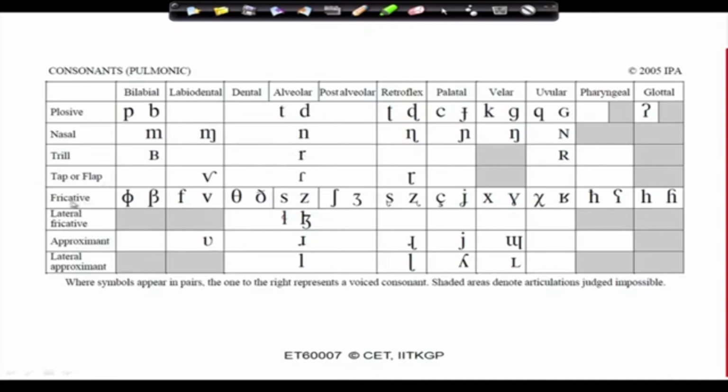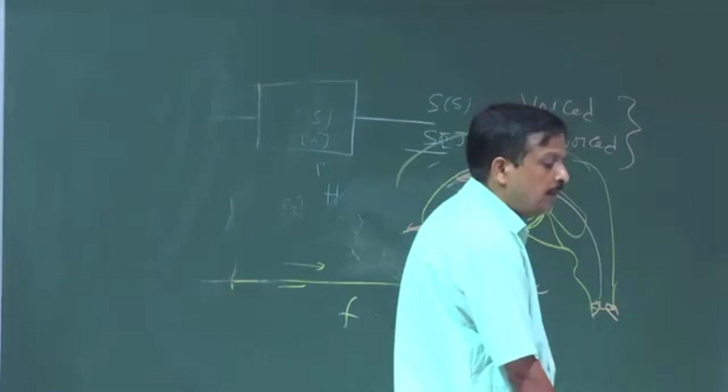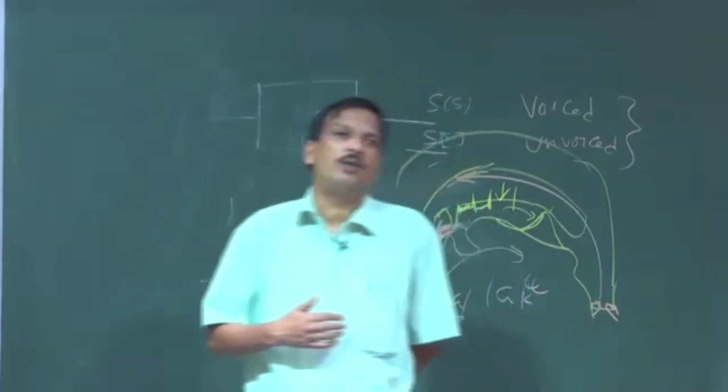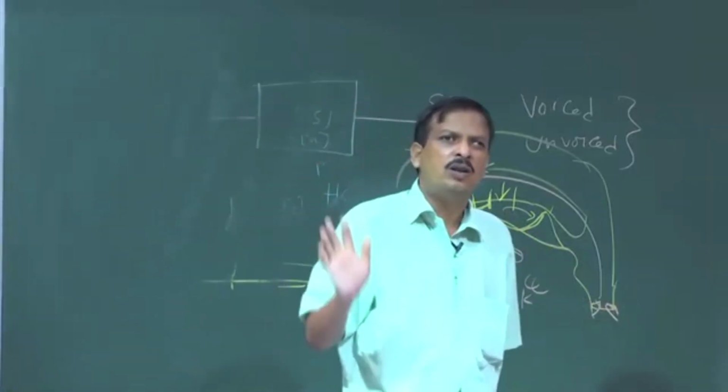Then tap or flap, fricative. We produce a dental sound, but we may also produce a palatal or post-alveolar sound. Lateral fricative, approximant, lateral approximant. If you see that only the voiced part is there and the unvoiced part is not, that is why it is a single symbol. So, depending on voiced or unvoiced, there are two sounds, and depending on the manner, different sounds are there. We will describe the details later on. Similarly, non-pulmonic, I am not discussing non-pulmonic, and there are other kinds of symbols in the IPA chart downloaded from the IPA site.